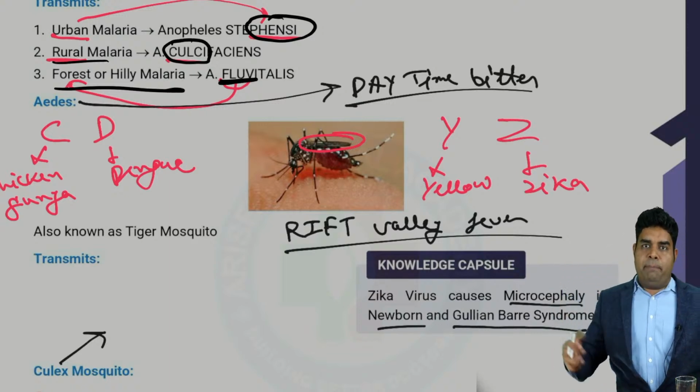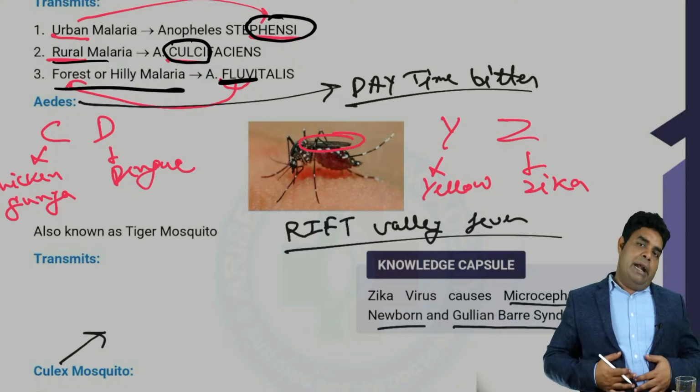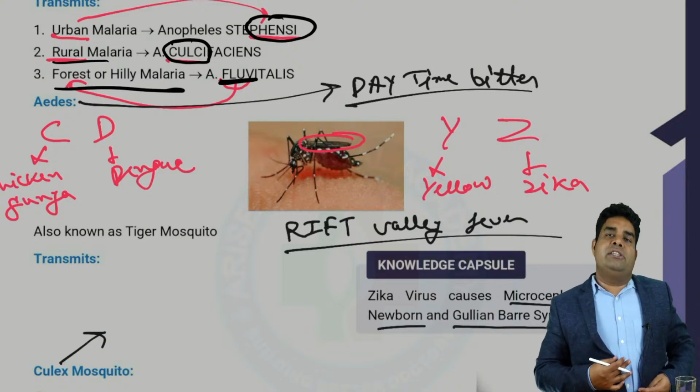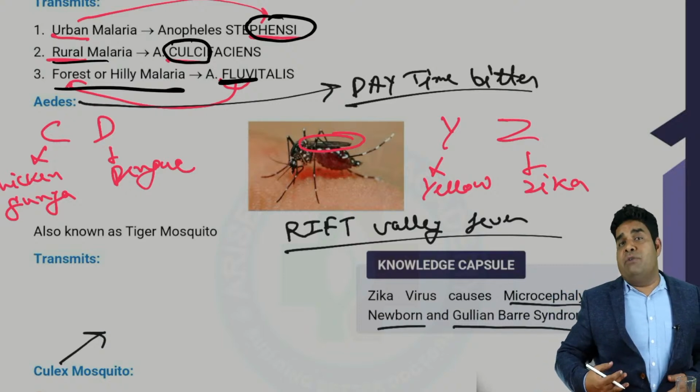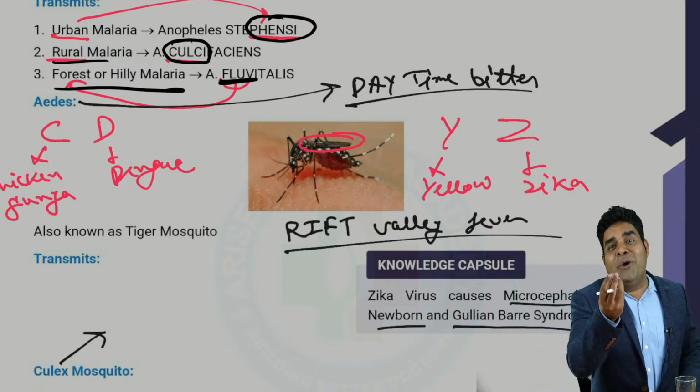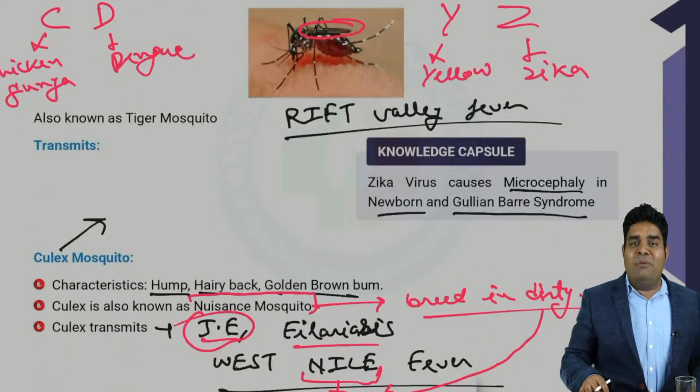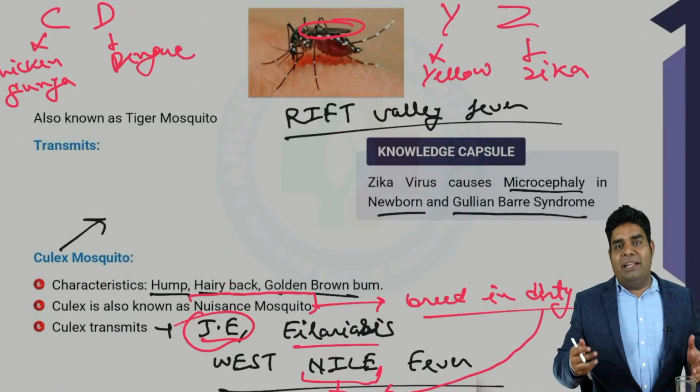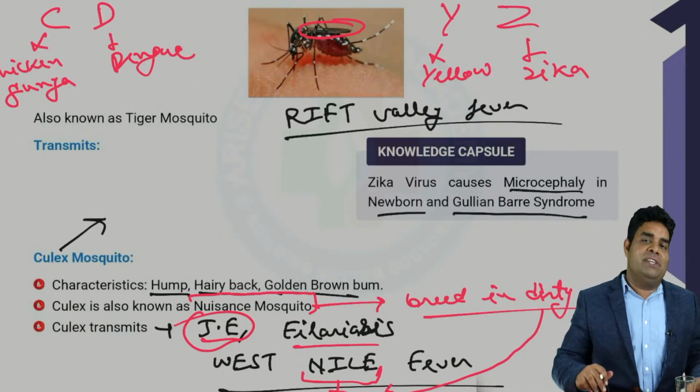So if I am a pregnant female, suppose, and I develop Zika virus illness during my pregnancy, then what will happen? My child will be born with a small head. My child will be born with microcephaly, and then there is also GB syndrome which can occur with Zika virus.